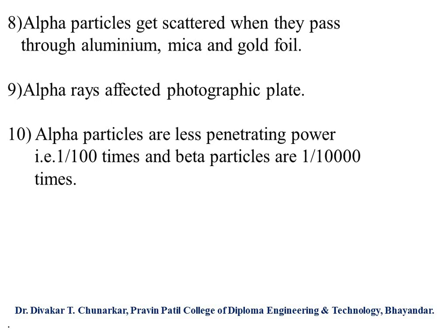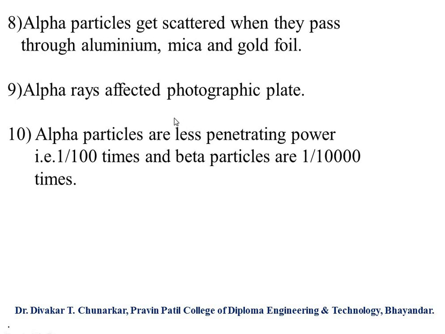Alpha rays affect the photographic plate. Alpha particles have less penetrating power: alpha particles about 1 upon 100 times, and beta particles 1 upon 10,000 times. Keep this in your mind.